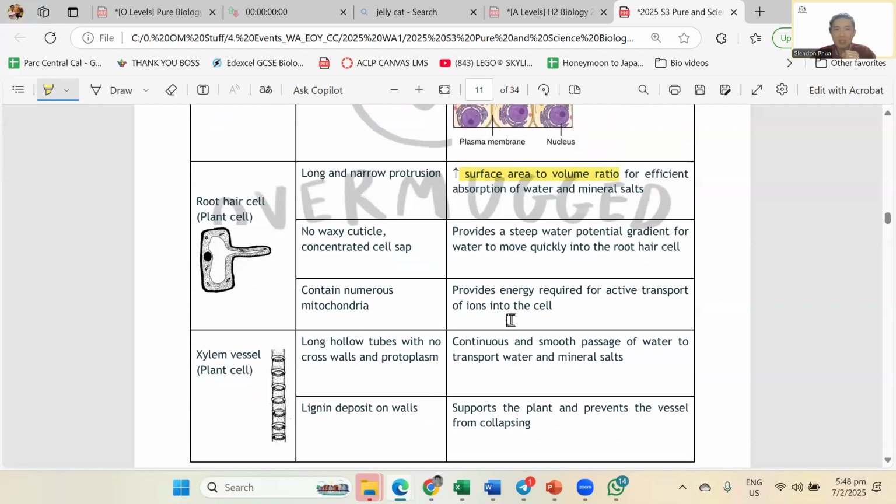Okay? Right. Then for xylem, this one, you all drink bubble tea before. Write down here, xylem vessel is a bubble tea straw. It is a bubble tea straw. So what are the good parts of a bubble tea straw? My bubble tea straw is long and hollow so that all the bubble tea pearls can reach my mouth very quickly. Same thing here, long and hollow so that there's a continuous smooth passage of water from the roots to the plant.